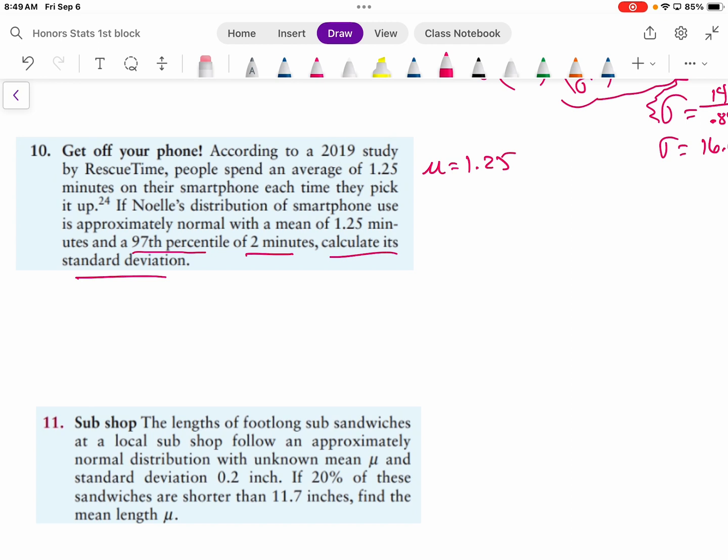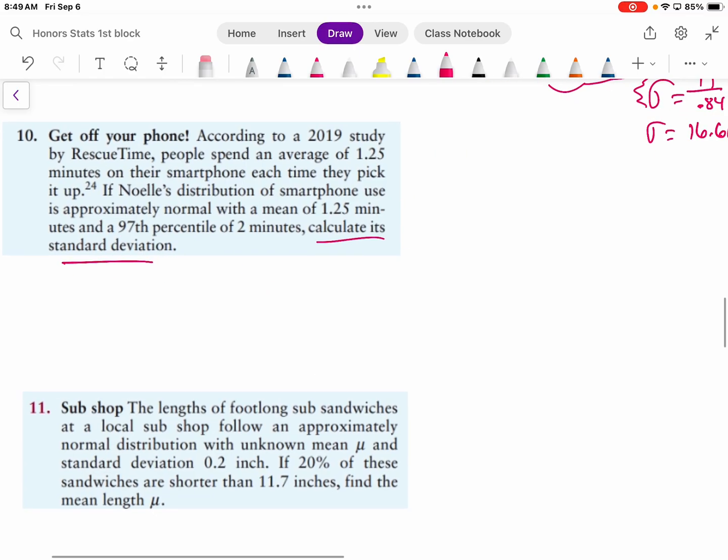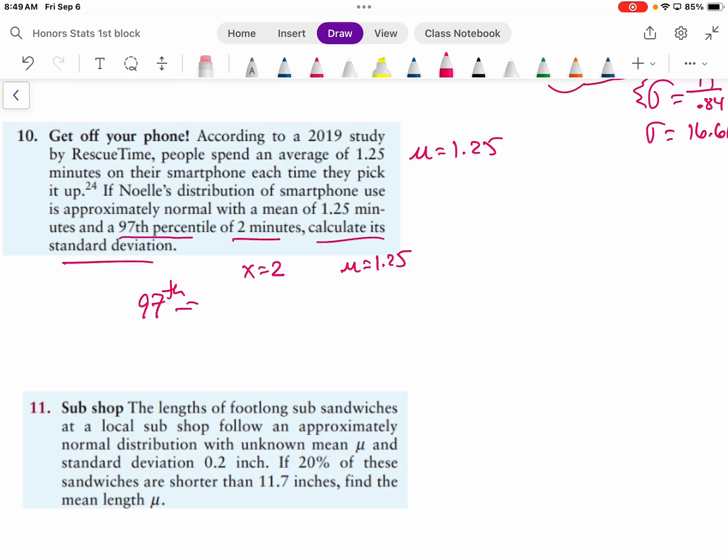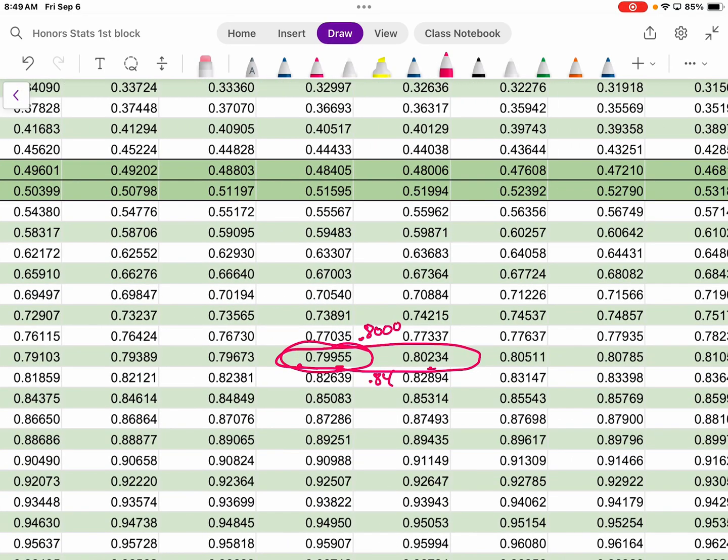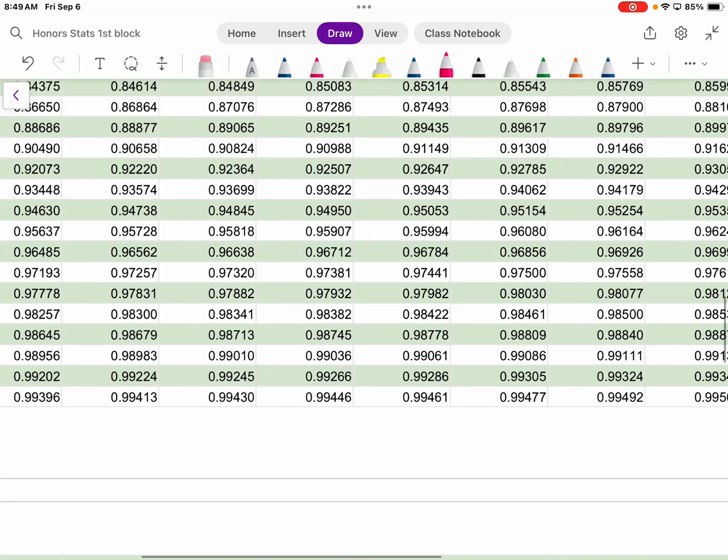Okay, so we know the x is 2. The mean is 1.25. So I need to take my 97th percentile and make it a z-score. So 0.9700, what does that become as a z-score? So I'm going to go back to the chart and find 0.9700 inside.